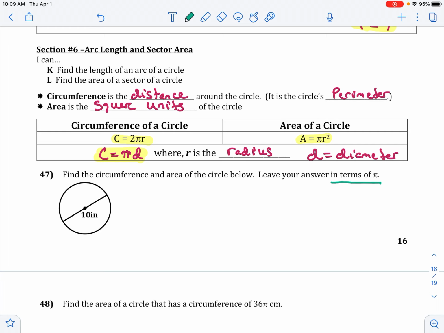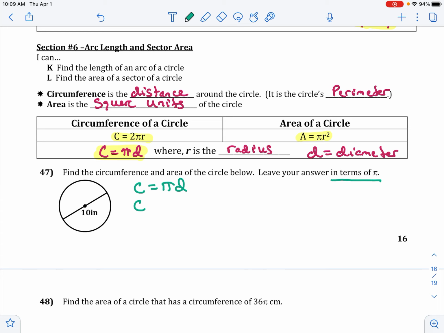Whenever you're going to work on a formula, always write the formula first. So we want to find the circumference. For circumference, you could use 2 pi r or pi d, but since in this problem they gave me the diameter, 10, it makes sense not to break it down. So I'd have pi times 10, or 10 pi, and this is inches. It's a linear measurement, so it's just inches. This is our distance around the circle.